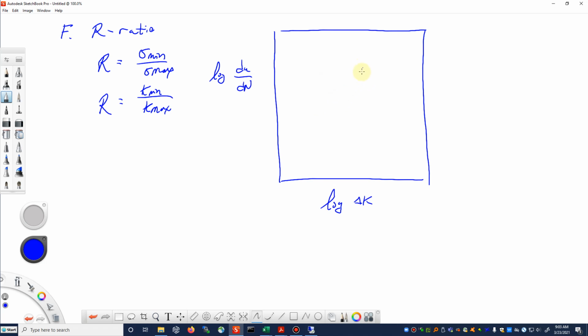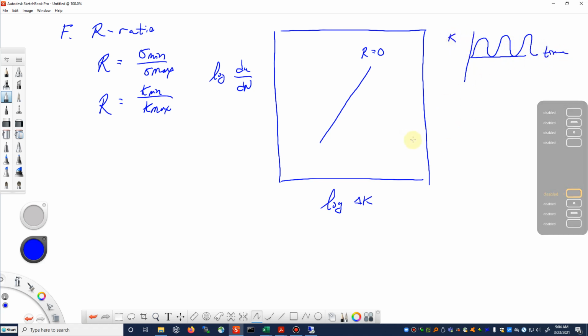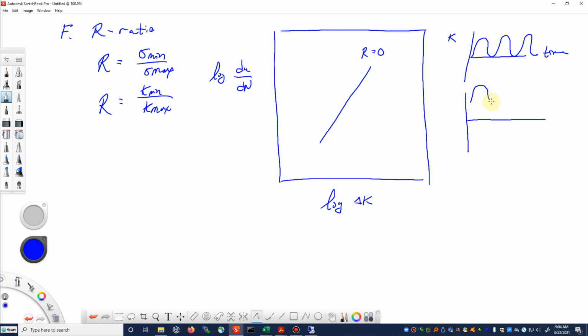And if we're only going to look at the stable crack growth region, that's the straight slanted line on this plot, our R equal to 0 loading may look something like this. Okay, so R equal to 0 would be our minimum coming down to 0, so it would look something like this. We could take a look at R greater than 0. Let's see, with an R greater than 0, we're going to have a waveform like this.